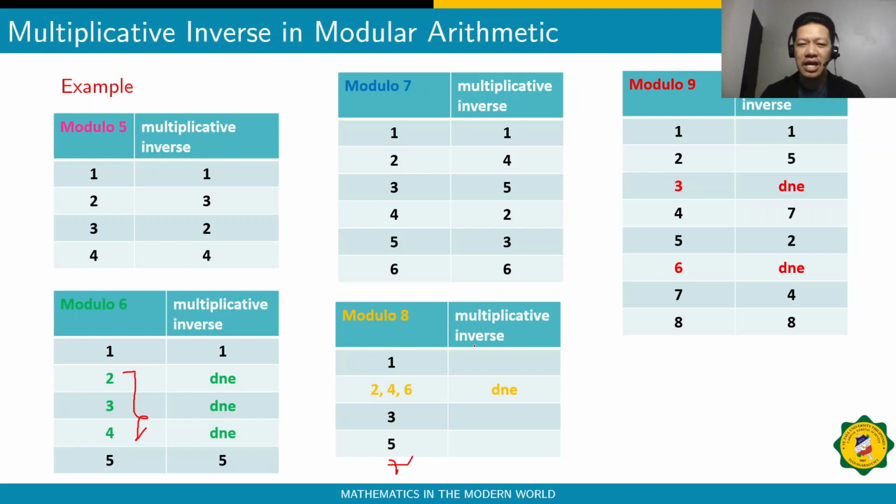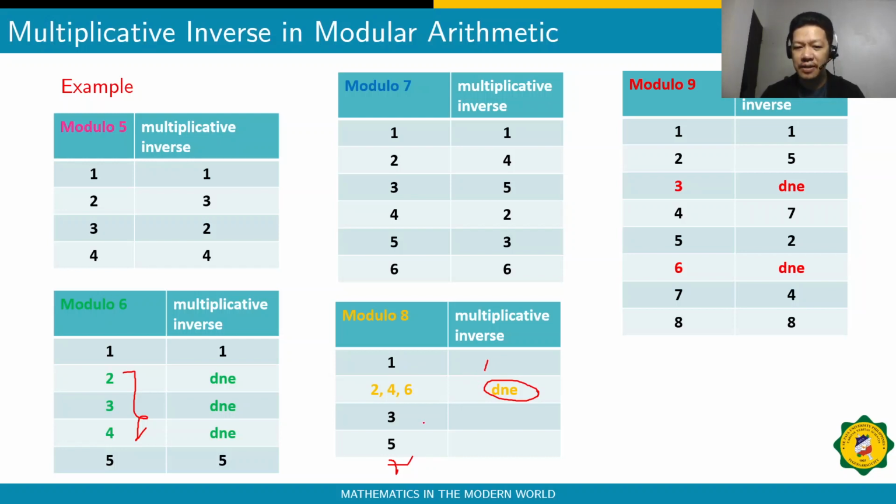How about modulo 8? Same with the example for 6, 8 has numbers with no multiplicative inverses. For example, 2, 4, and 6 have no multiplicative inverse, meaning it does not exist, because 2, 4, and 6 have common factors with 8 other than 1. So what's the inverse of 1? It's 1, because 1 times 1 is 1, and modulo 8 it gives you 1.